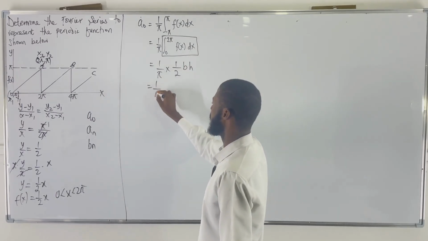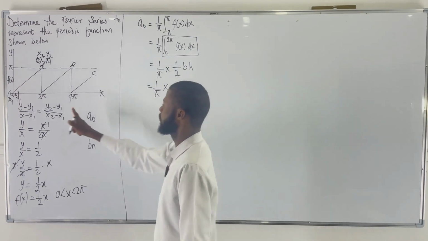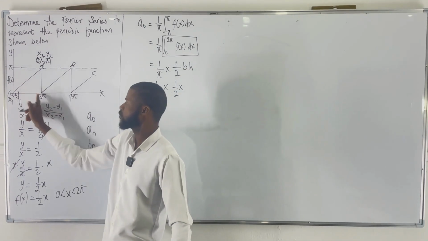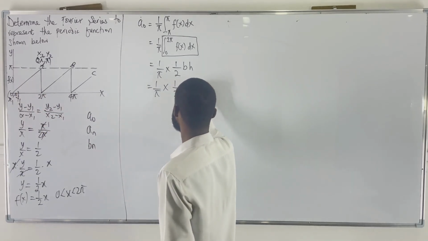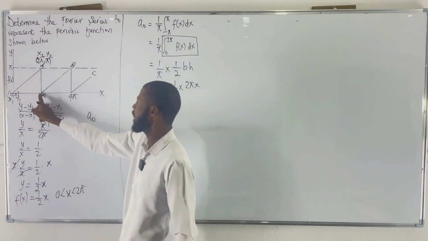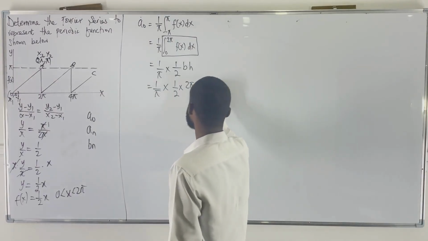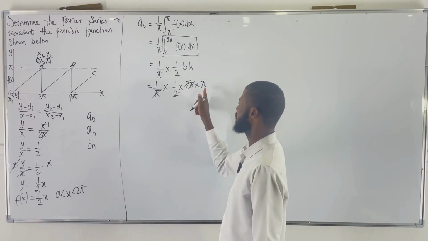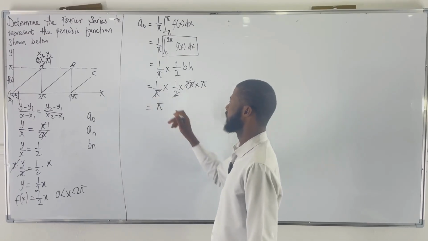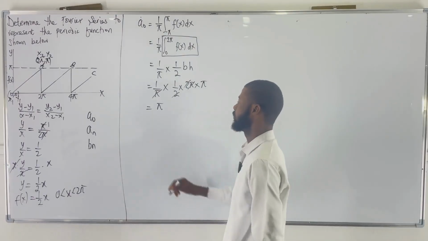So this is 1 over pi times half times, what is the base? At the bottom, the base is 2 pi, because this is 0 to 2 pi. Times, what is the height? How high is it? It's just pi, because this is 0 to pi. So the 2 cancels the 2, pi cancels pi, so we have pi remaining. So that is a naught. But let me solve this, so we see that it's still the same if we use the integration.